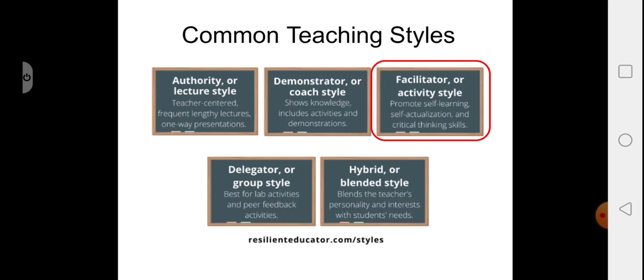First, let us look into common teaching styles. The teacher can follow an authority or a lecture style where she is delivering didactic lectures. So this is a teacher-centered teaching style, with frequent lengthy lectures, and it's mainly one-way presentation. And here the student is a passive learner. Next is a demonstrator or a coach style where the person is showing the knowledge, demonstrating an activity, and the student has to repeat it, like what you see in your practical sessions.